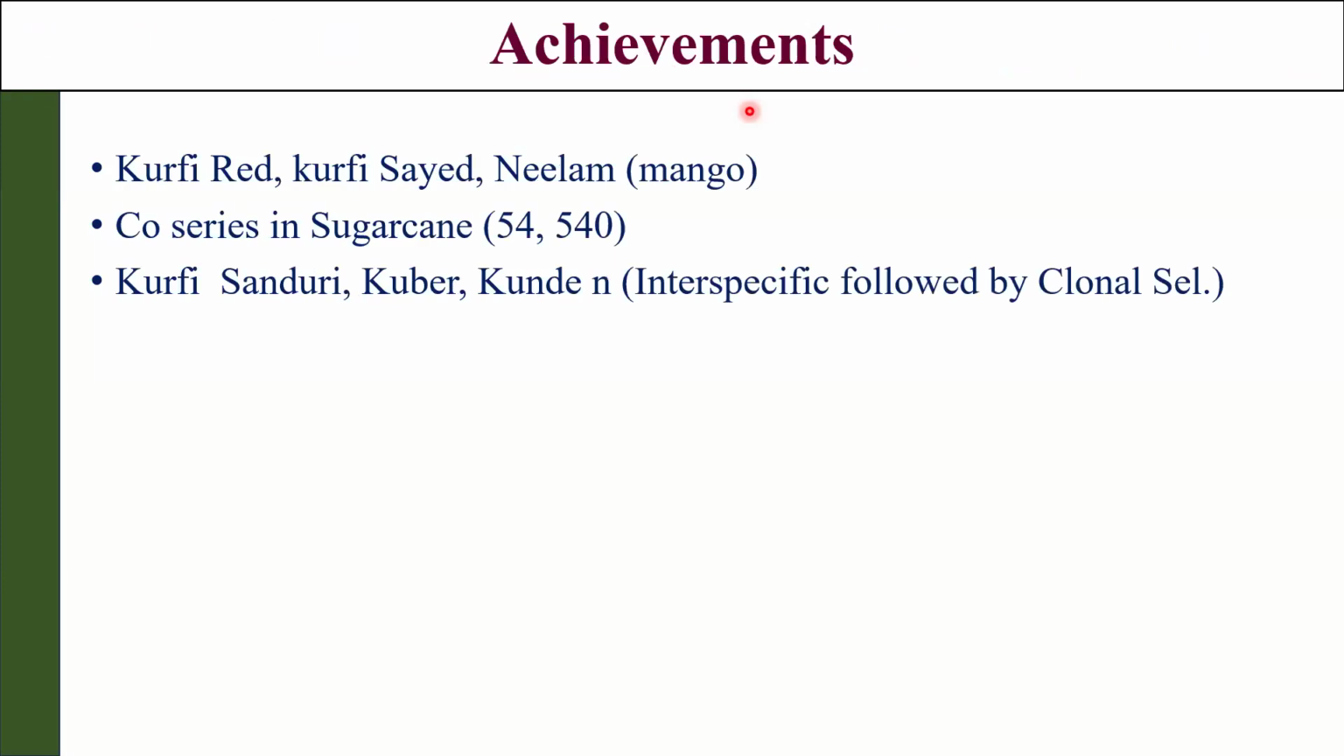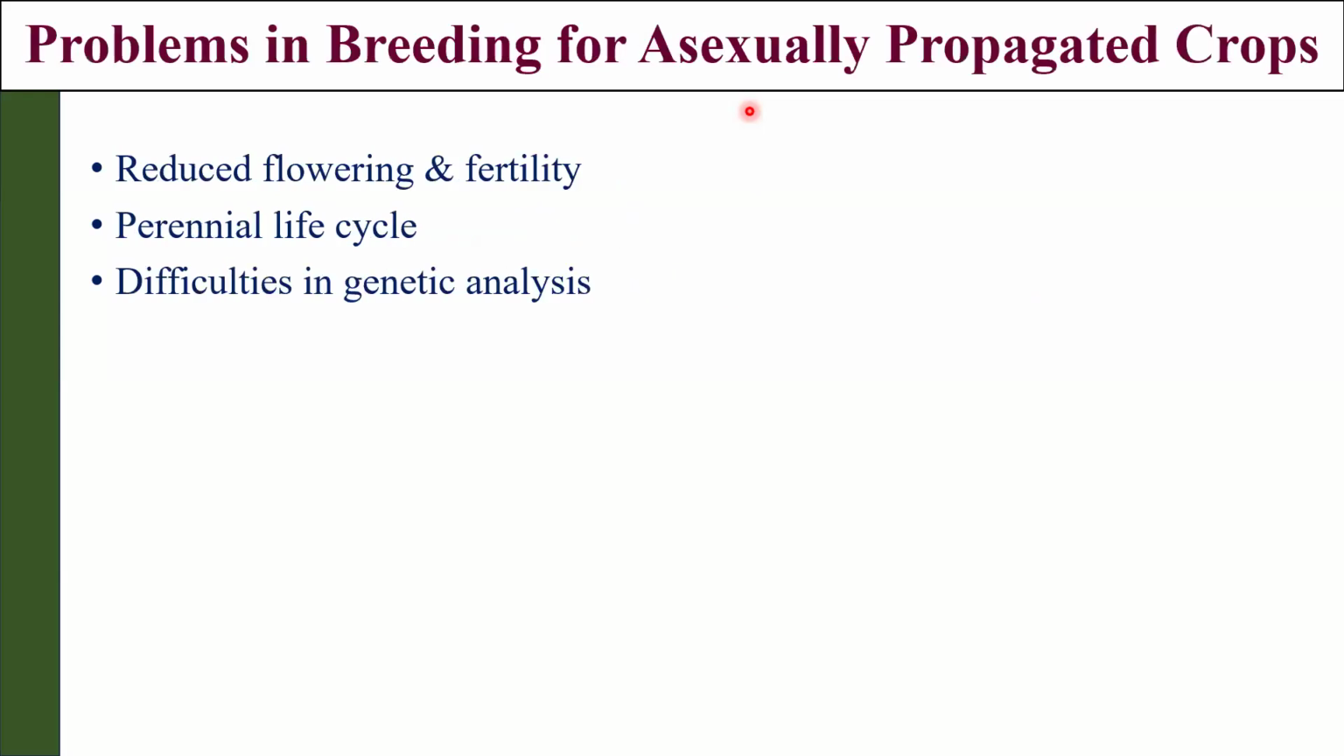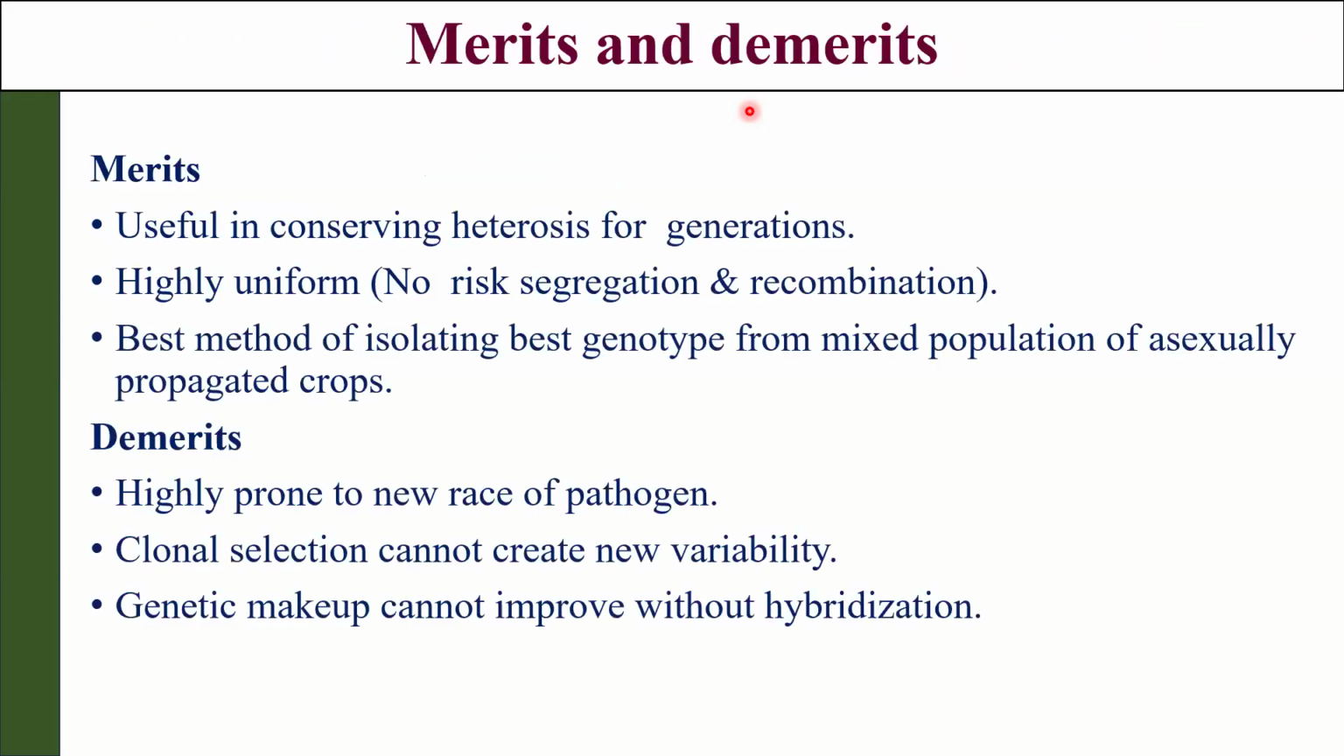The achievements of clonal selection: several varieties were developed, like Kufri Red, Kufri Sayed, Neelam mango, the CO series of sugarcane at the Sugarcane Breeding Institute, and Kufri Sundari. Kufri is in Shimla, a research station where potato breeding is done on a large scale. These are the different achievements through clonal breeding methods.